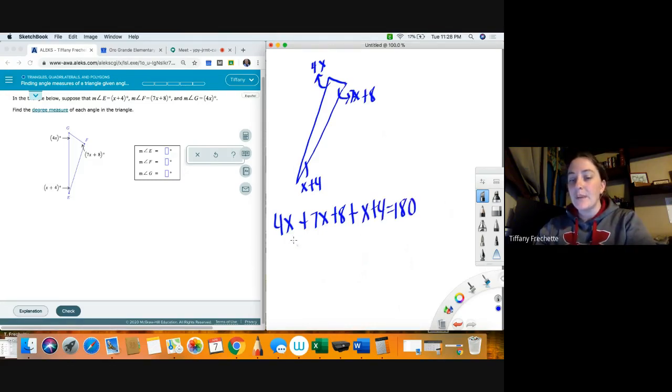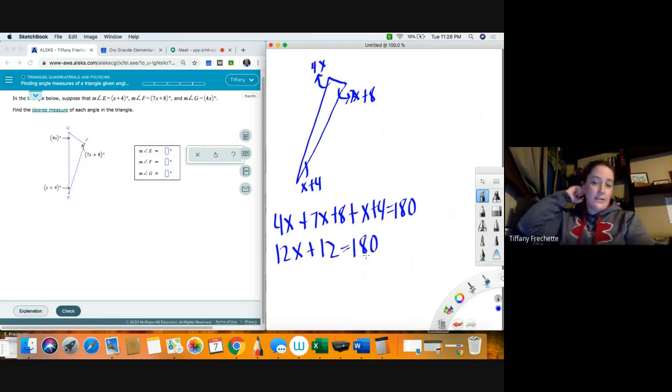All right, so we're going to add some like terms. We have 4x, 7x, and x. So we have 11 plus one more is 12. 12x plus, then we have 8 and 4. So that gives us 12 again, equals 180. All right, so now we are ready to start solving for x.